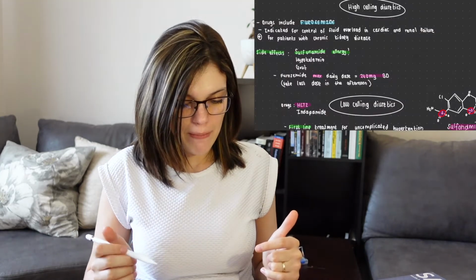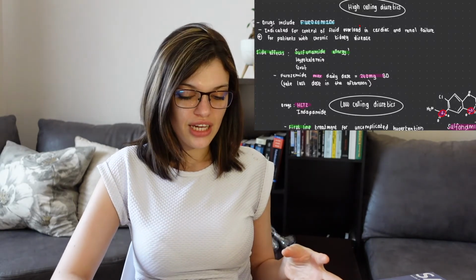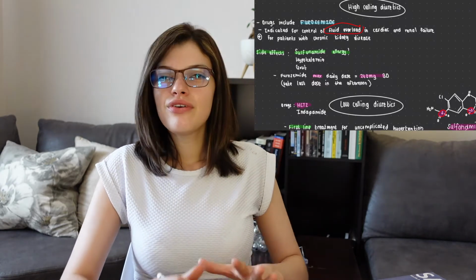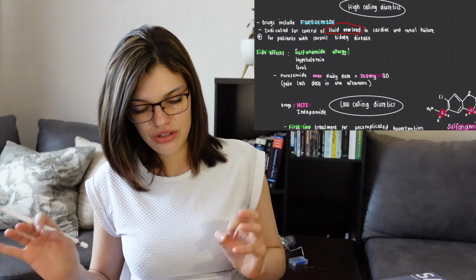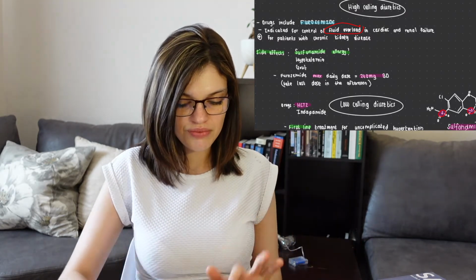High ceiling diuretics include furosemide. Now, furosemide is more used to treat an overload of fluid. And they are for patients that are a bit more ill than the ones you give the hydrochlorothiazide to. They also carry a sulfonamide allergy caution. They can also cause hypokalemia and gout.